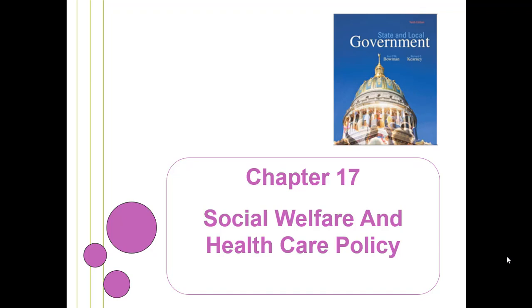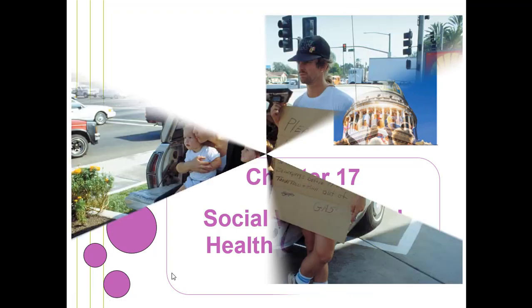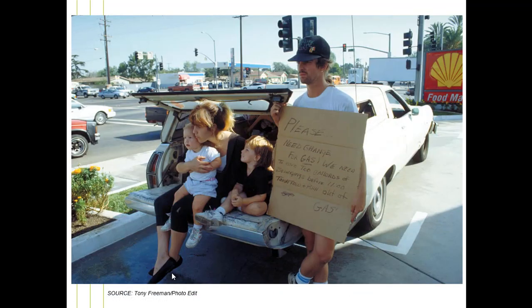This is Chapter 17 of State and Local Government course, looking at social welfare and healthcare policy. Social welfare policy is where a typically democratic society is trying to take care of its people, whether it's through health care or assistance in various programs. So we're going to talk about those, particularly at the state level.